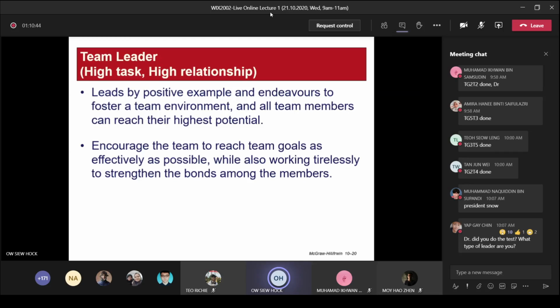So this leads by positive example and endeavors to foster a team environment, and all team members can reach their highest potential. Encourage the team to reach team goals as effectively as possible, while also working tirelessly to strengthen the bonds among the members. So they have very good relationships. They're working together towards the goal. So always have good achievement. You achieve in terms of tasks, and also there is very good team spirit among all the staff members.